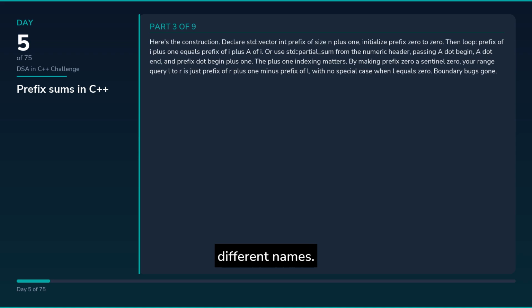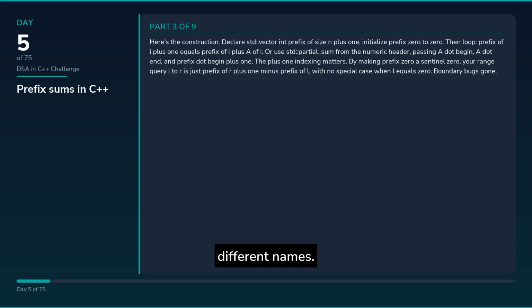Here's the construction. Declare std::vector<int> prefix of size n+1. Initialize prefix[0] to 0. Then loop: prefix[i+1] = prefix[i] + a[i]. Or use std::partial_sum from the numeric header, passing a.begin, a.end, and prefix.begin + 1. The plus 1 indexing matters.